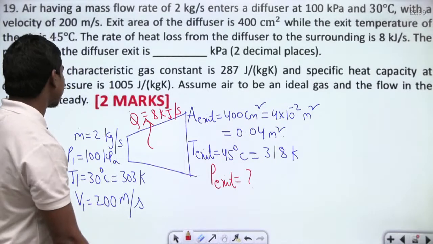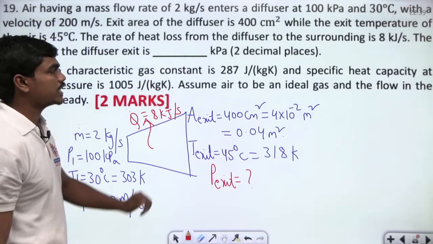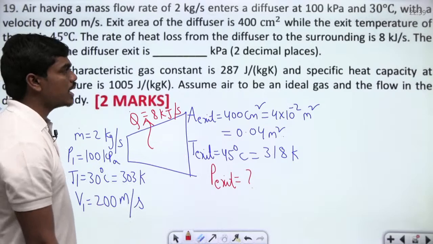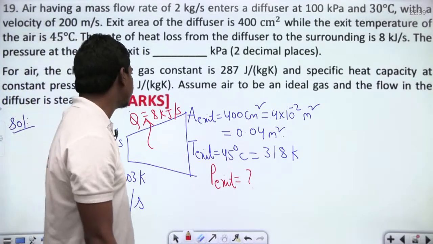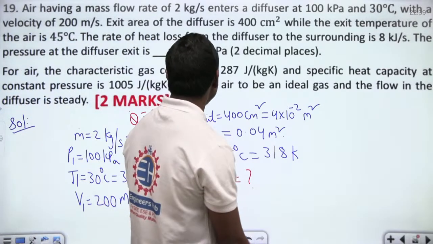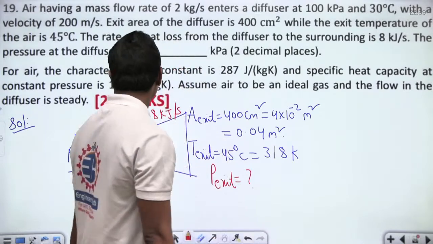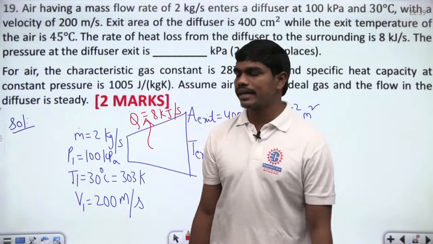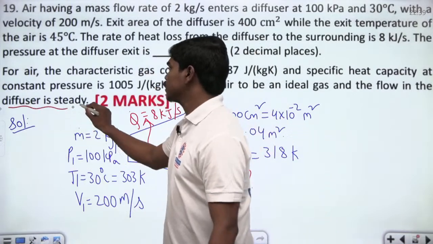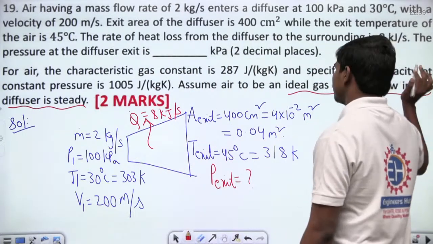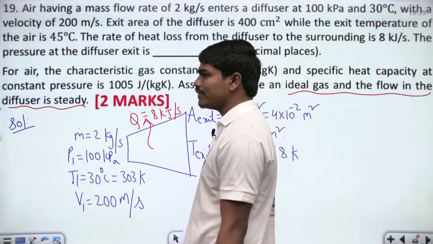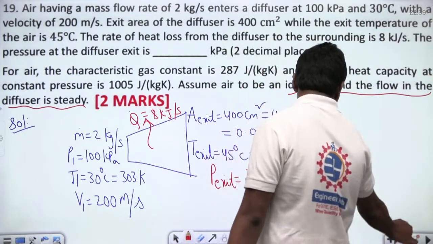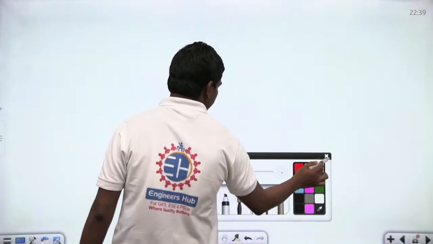And some properties of the gas are given. For air, the characteristic gas constant is 287 joule per kg Kelvin, and the specific heat capacity at constant pressure is 1005 joule per kg Kelvin. Assume air to be an ideal gas and the flow to be steady. So the flow along the diffuser is steady. If things are steady, we can apply the steady flow energy equation, correct?